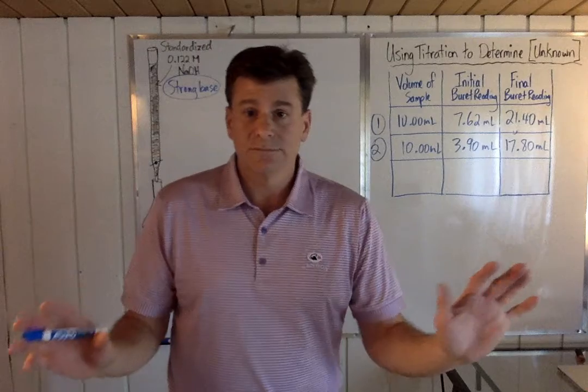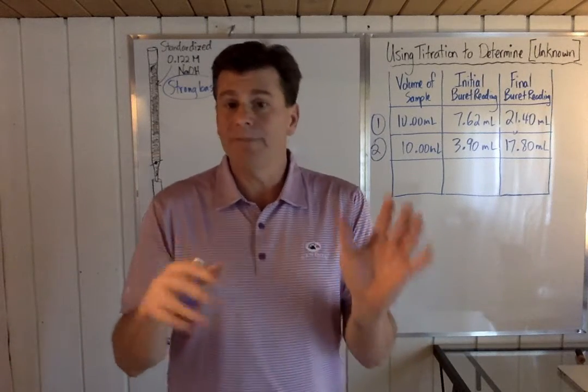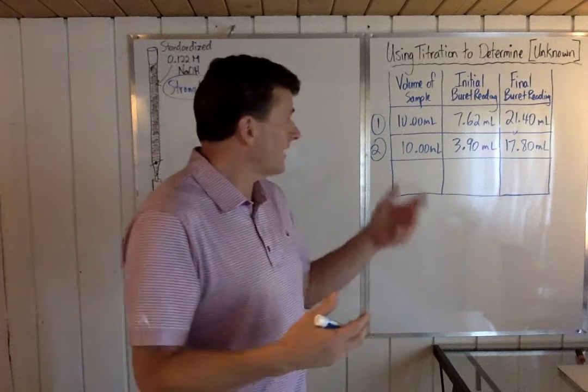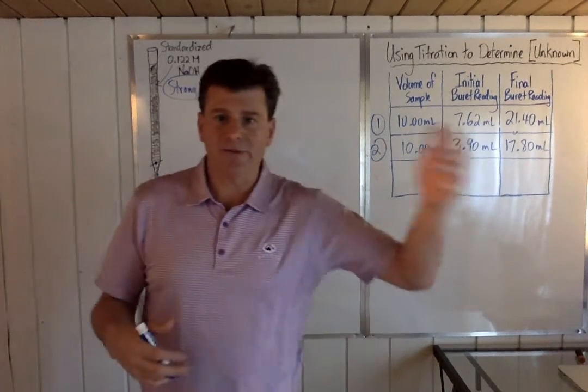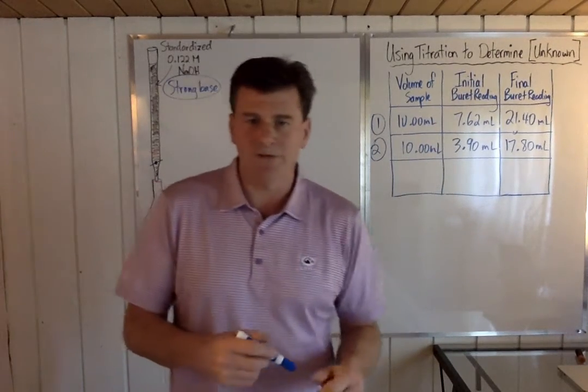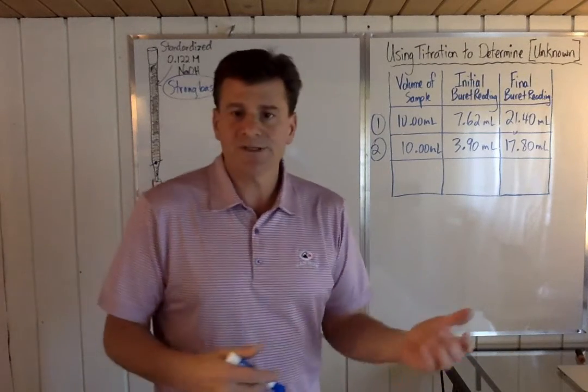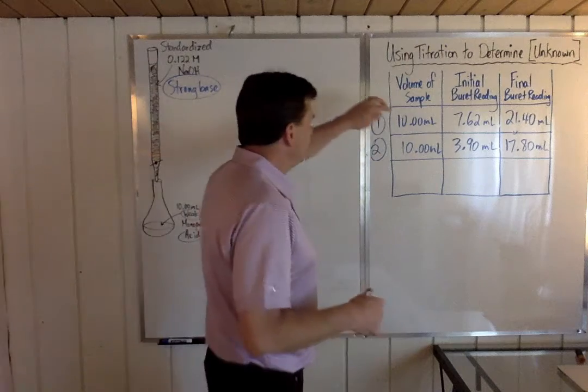Okay, now we're done. Well, actually, I shouldn't say that. Maybe we don't have 2 trials that are exactly the same. So let's over on the side, I'll just scribble it over there. You could have a third column of your table if you wanted to. It could be volume of base added. So I do the actual subtraction.